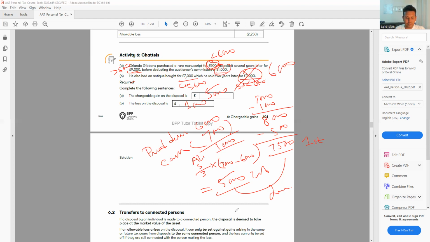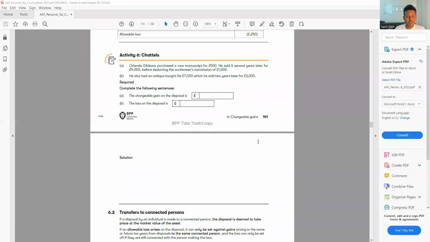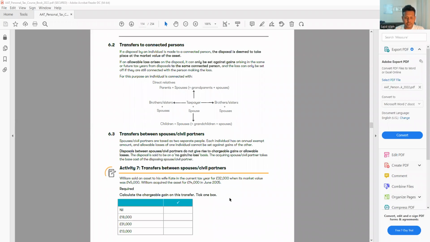All right, so let's have a look. The next one. I have a transfer between connected persons. You have to remember that. Make sure you read this one. Direct relatives, so partner, spouse, grandparents, spouse, brother, sister, taxpayer. So you have to know who is the connected person. But remember, if a disposal by an individual is made to a connected person, the disposal is deemed to take place at the market value of the asset. So if you sell to any of the direct relatives, or connected person, you will use the market value, because it is assumed maybe you will sell at a lower price to your relatives. That's why you always take the market value.